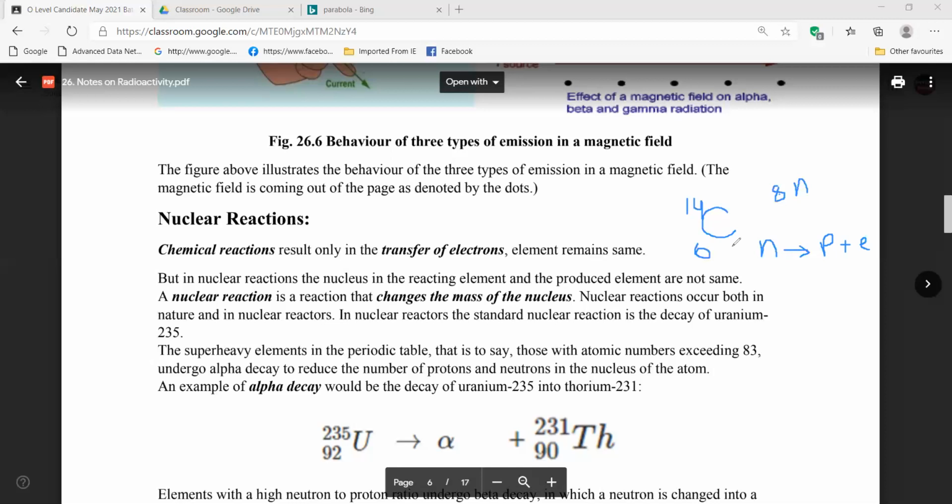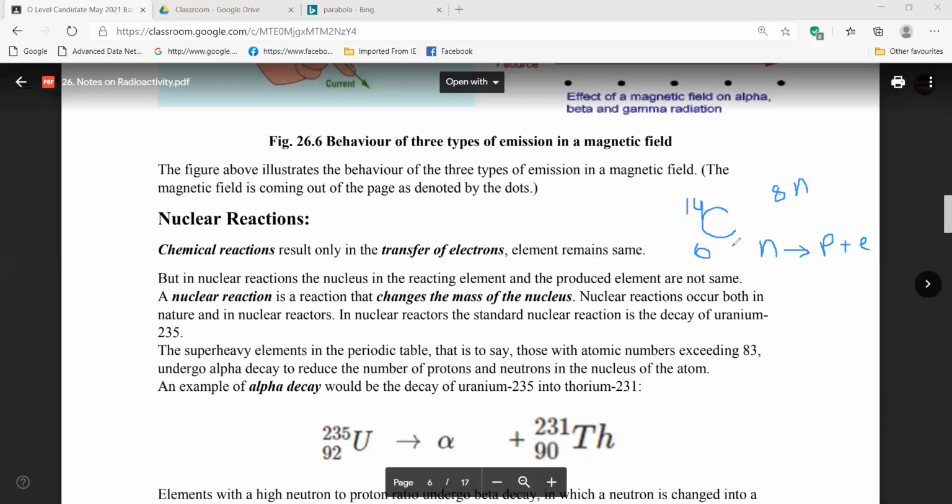So in chemical reactions, we are having only transfer of electrons. The element remains the same, but in nuclear reactions, we are having element changes. So did you get the differences between chemical reactions and nuclear reactions? So this way, there are some differences between chemical reactions and nuclear reactions.